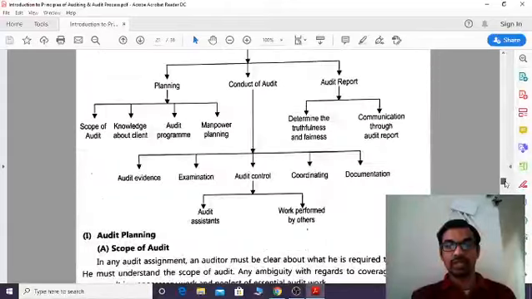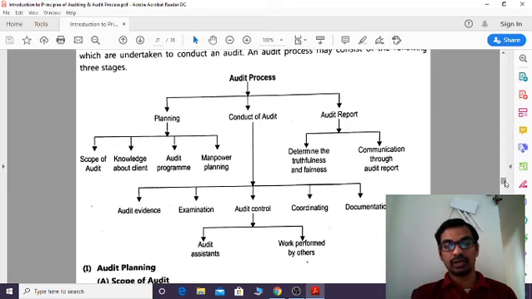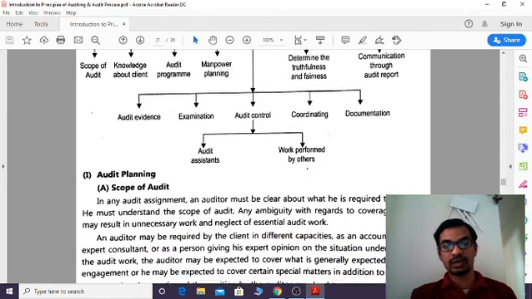Now the chart on your screen shows how the audit process works. In the audit process, there are mainly three steps. The first step is planning, the second step is the conduct of audit, and the third step is the audit report. Now one by one we will briefly discuss all these three steps. So first of all, step number one is audit planning.